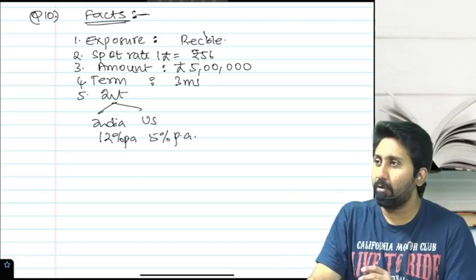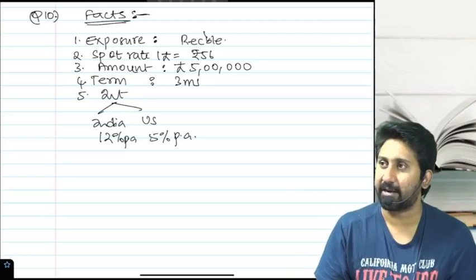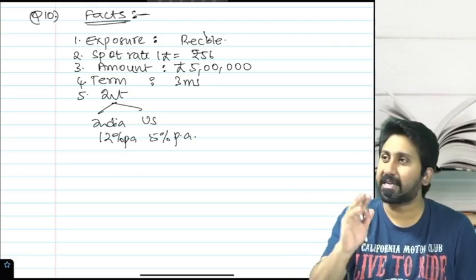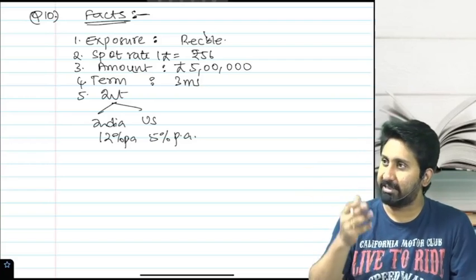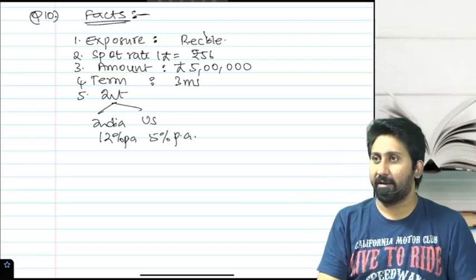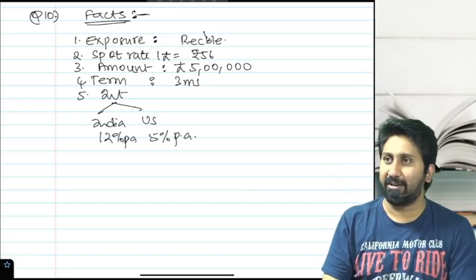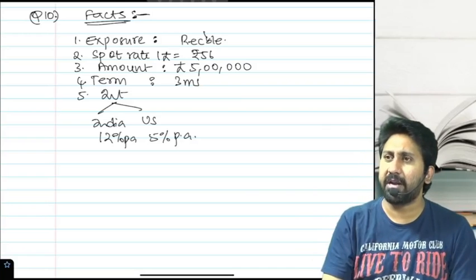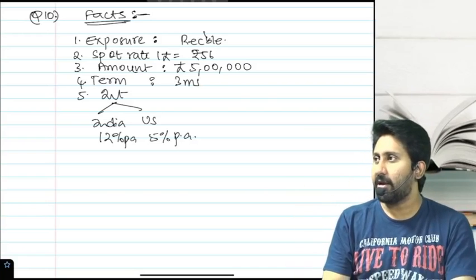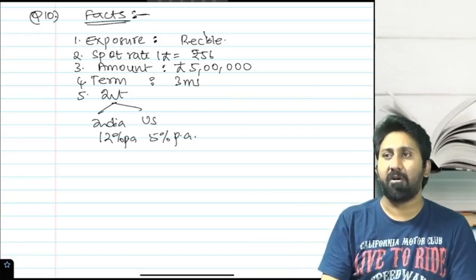Okay, now if it is received, no risk is there. If it is received today itself, risk is not there, because today's rate I know, 56. I will convert 5 lakh immediately into rupees at 56. But I will receive it only after 3 months.